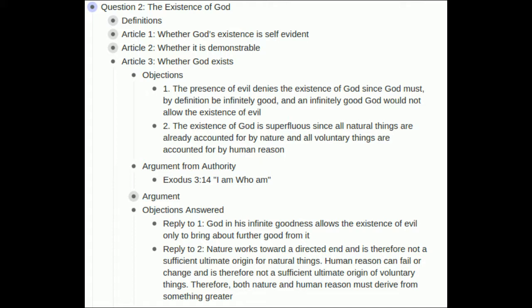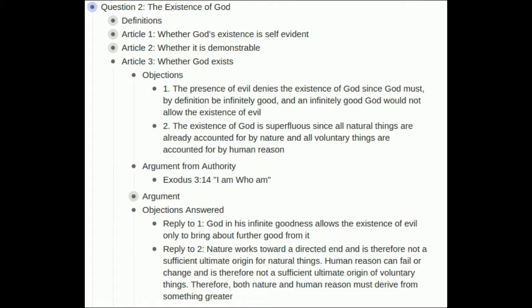So, whether God exists. Objection 1, your typical problem of evil. There's evil in the world. God, by definition, must be infinitely good and infinitely great. Therefore, evil is incompatible with the existence of God. Classic staging of the problem of evil. Objection 2, the existence of God is superfluous, since all natural things are already accounted for by nature. All voluntary things are accounted for by human reason, so there is no need to assume there is any such being as God. Argument from authority, Exodus 3:14, I am who I am.